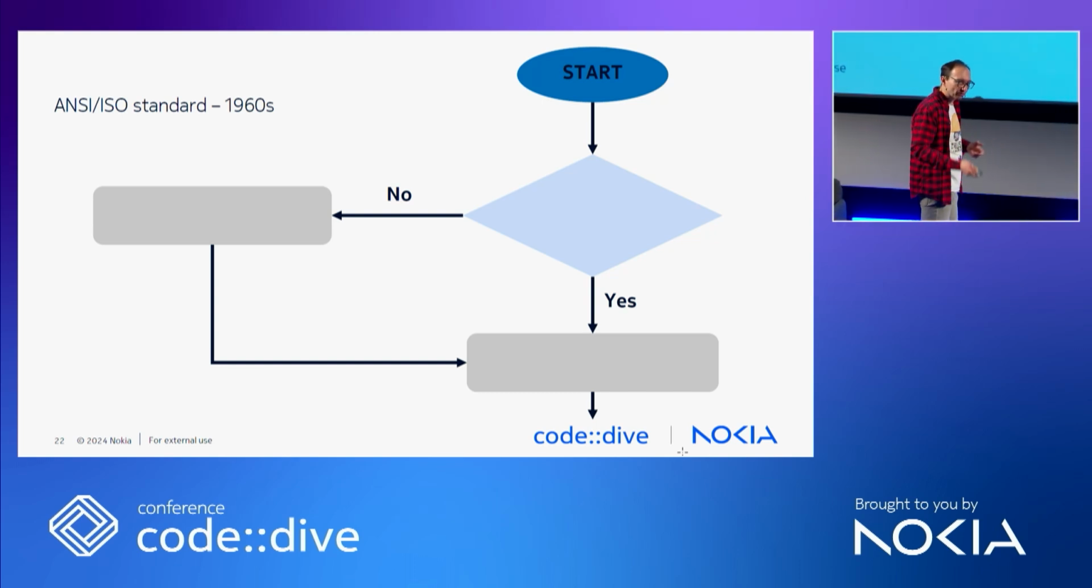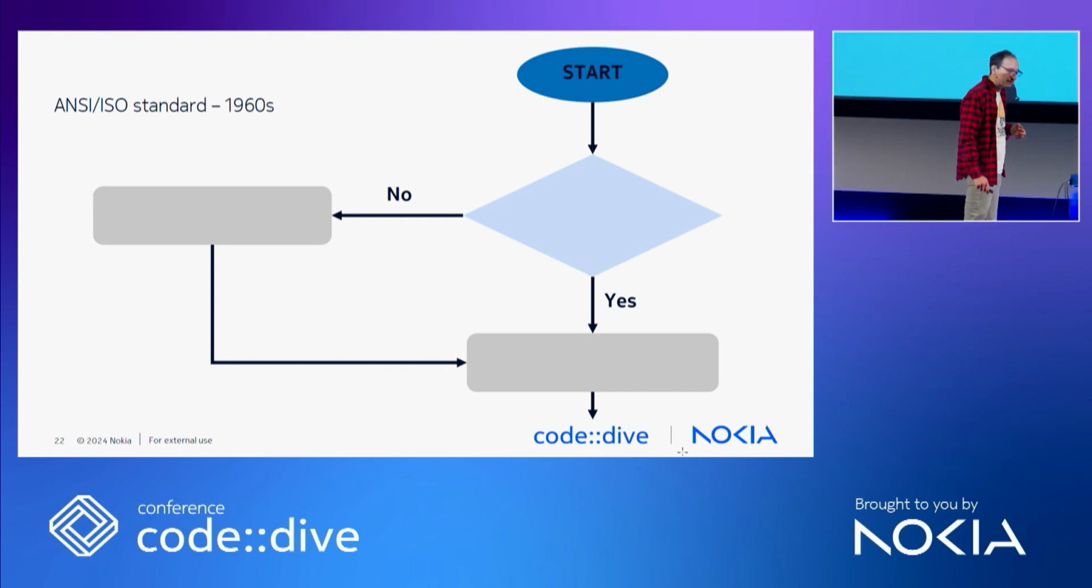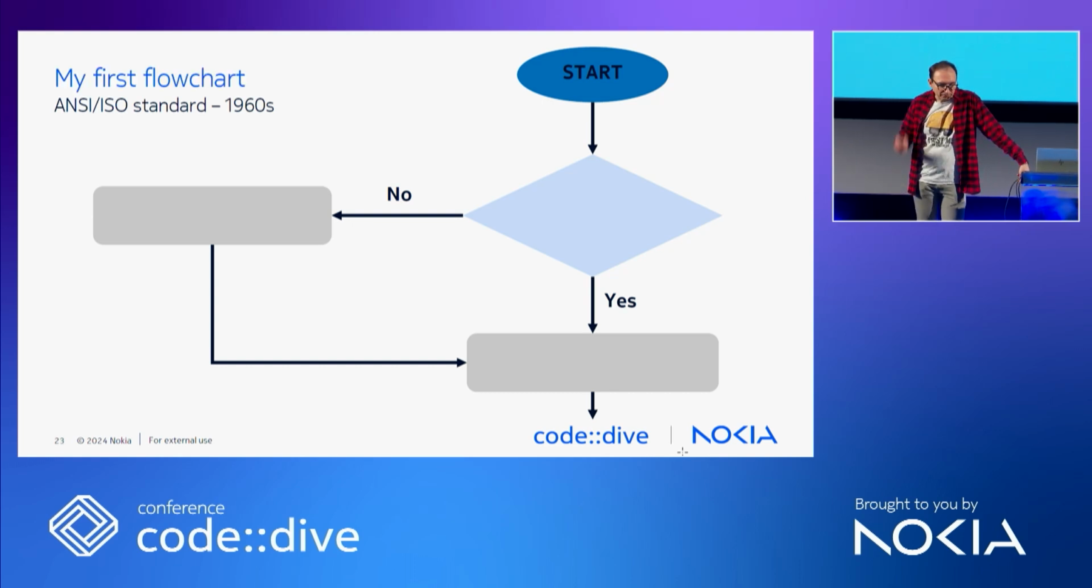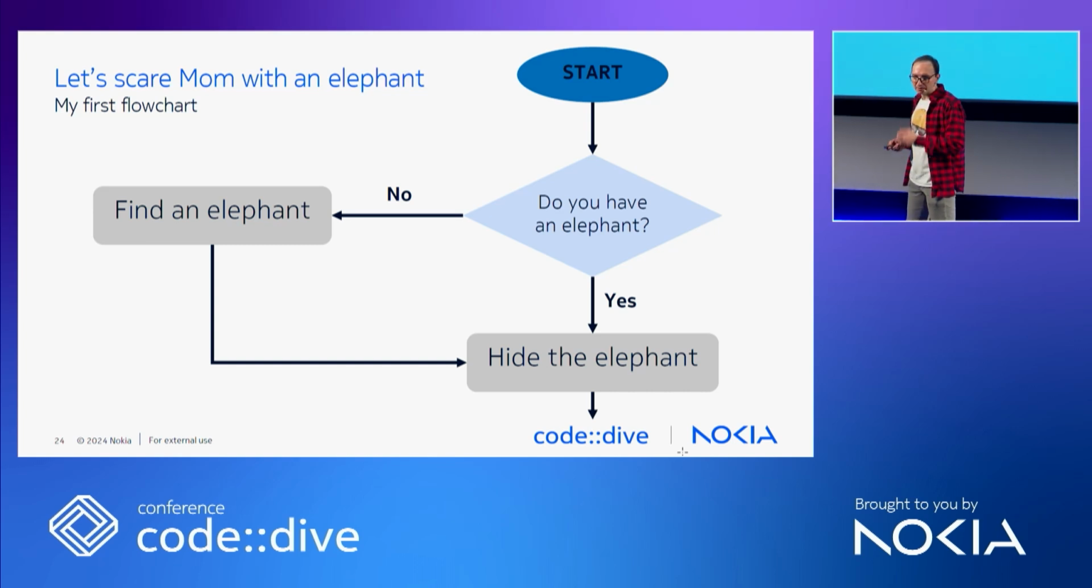This way of making architectural pictures, in general pictures in computer science, was also my first flowchart. I got this book when I was 10, Atari Basic for Children. This book taught me how to program my 8-bit computer. It taught me how to put an algorithm into a form of a picture, a drawing, a diagram. My first algorithm was how to scare my mom with an elephant.